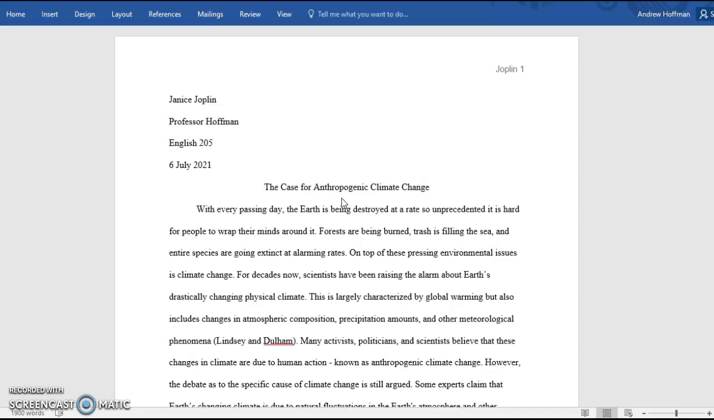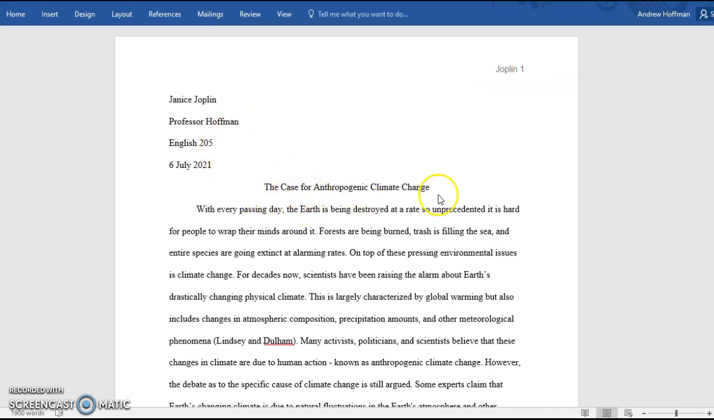So first of all, this is the layout, right? Just as described in the out-of-class essay guidelines. Double-spaced, you have 1-inch margins, you have what I call the name block with the student's name, my name, English 205, and the due date. Now, your due date will obviously be different from what's here. Header function, last name and page number up here.